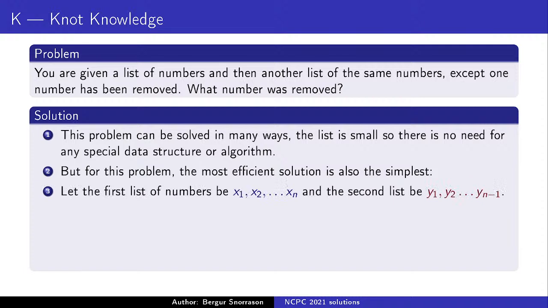Let the first list of numbers be called x1 up to xn, and the second list be called y1 up to yn minus 1. Then the missing number is simply the sum of all the x's minus the sum of all the y's. So you just add up all the x numbers, subtract all the y numbers, and whatever is left has to be the missing number. So this is kind of a classic simple trick, which is pretty nice. And if you haven't seen this trick before, this is a good takeaway lesson from this simple problem. It's a nice simple trick, which can be useful in more complicated settings as well.